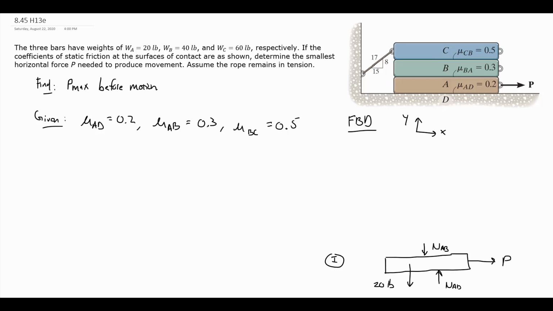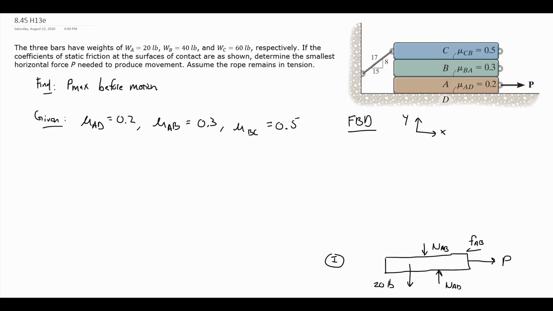That's why starting with bar A, I think, is the easiest one, because if we're pulling with that force P to the right, then it would seem the bar would want to travel to the right. Therefore, the friction force is going to oppose the motion it wants to achieve. So there's going to be this FAB force between surfaces A and B that is preventing that motion.